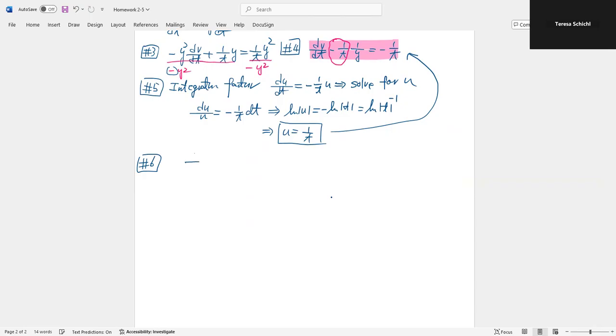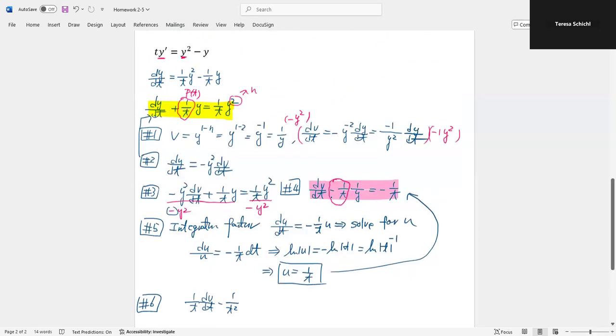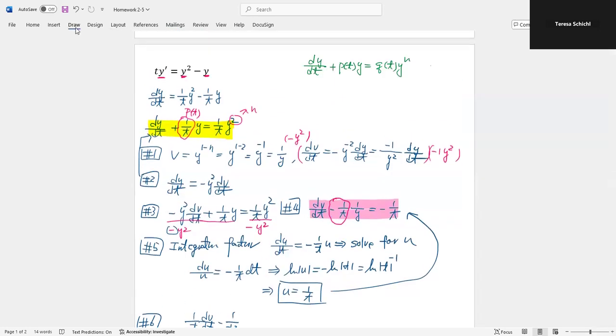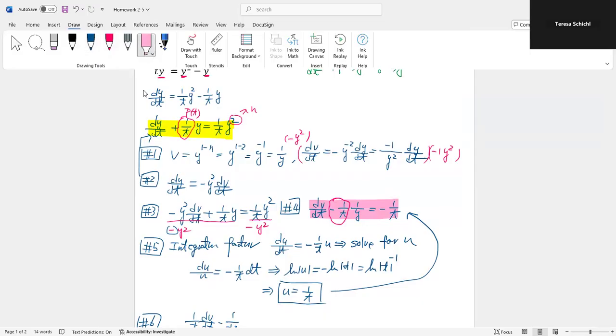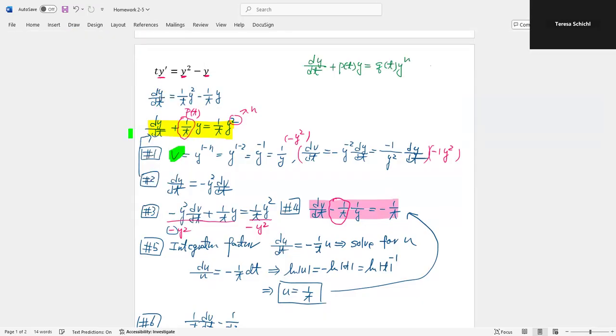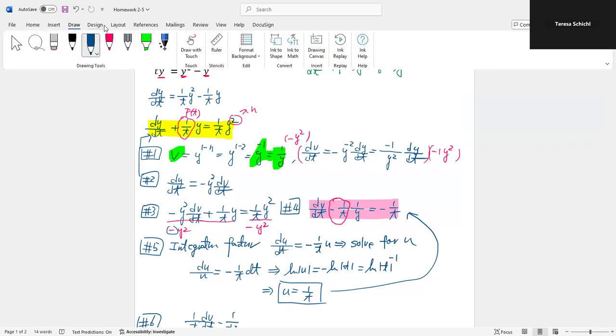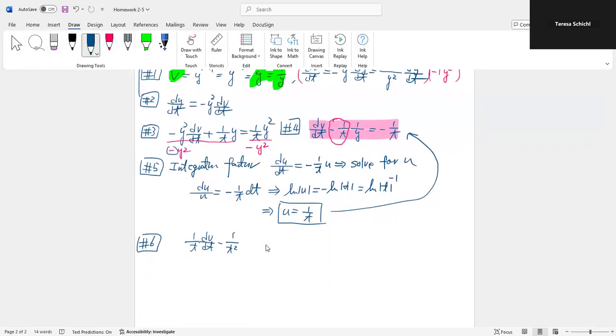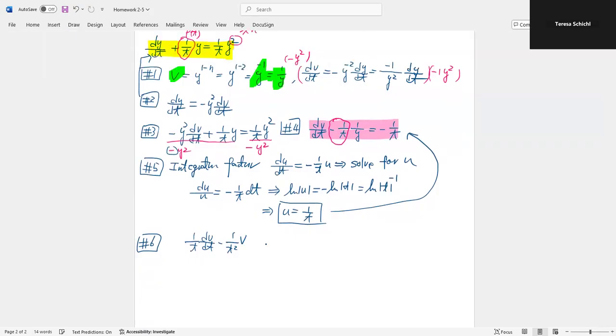So I will have 1 over t dv dt, then minus 1 over t squared. Remember, 1 over y is here. Let's go back here to find out what the 1 over y is. So remember, v here is y to the negative 1, or 1 over y. So that's v. Okay, good. All right, so let's continue. It's t squared, and then 1 over y I will replace with v, and then times here gives me negative 1 over t squared.